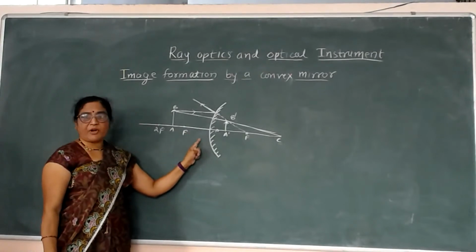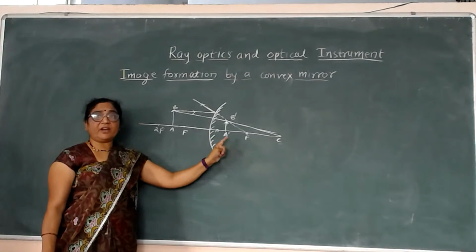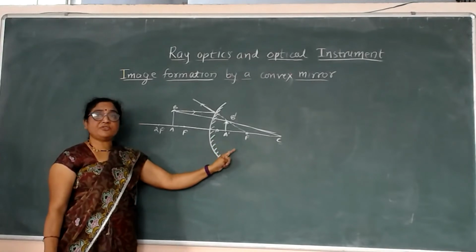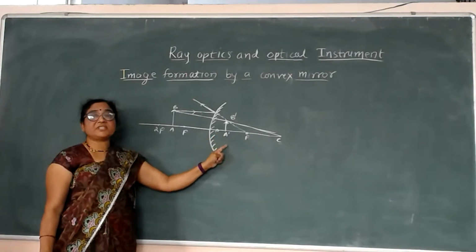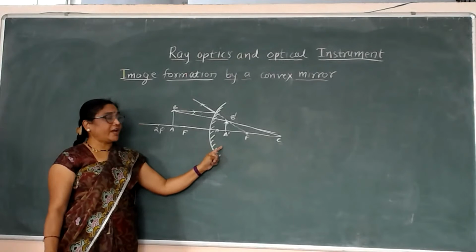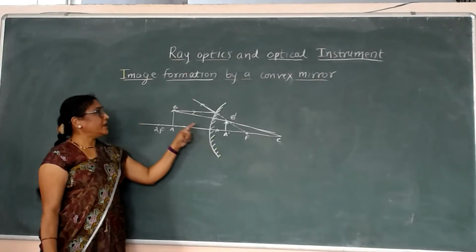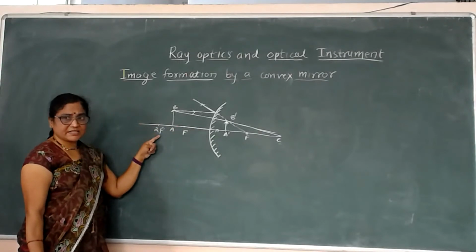This is an image formation due to the convex mirror. A convex mirror always gives a virtual image. What is the meaning of virtual image? The image formed due to diverging rays is known as a virtual image. Let's see, when the object is situated on the principal axis anywhere.